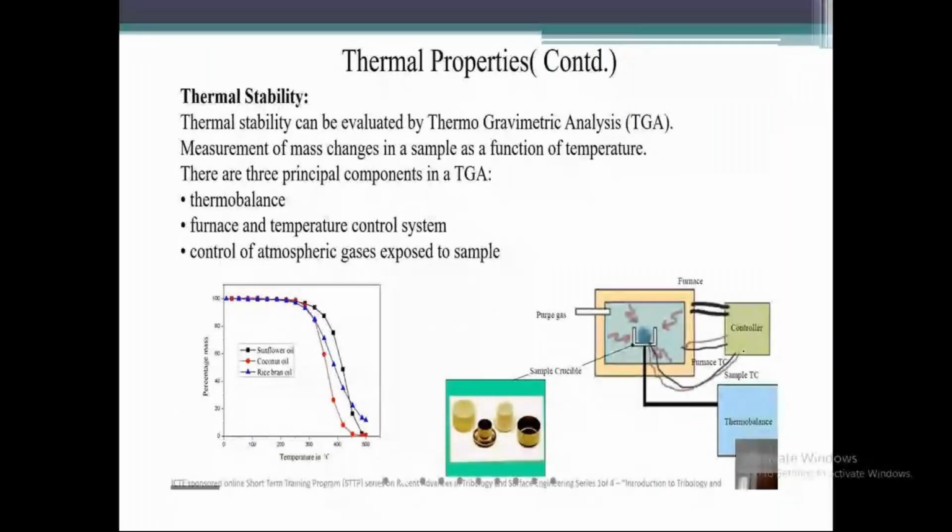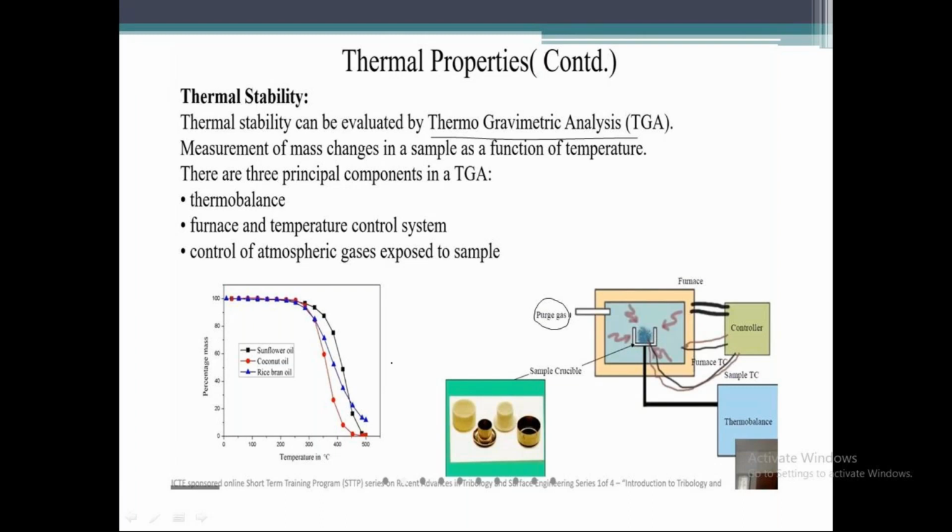Again, TG, or thermogravimetric analysis, is another technique to see the variation of the fluid at higher temperature, whether it is stable at higher temperature or whether it is degrading. These things we can find using TGA and DSC machines. Here also we have a balance. The only thing is, we can have purge gas here. We can induce whatever gas is of our interest and see how it functions in the chamber and how it will affect the oil of our interest.